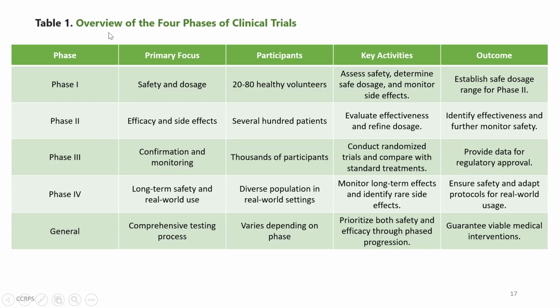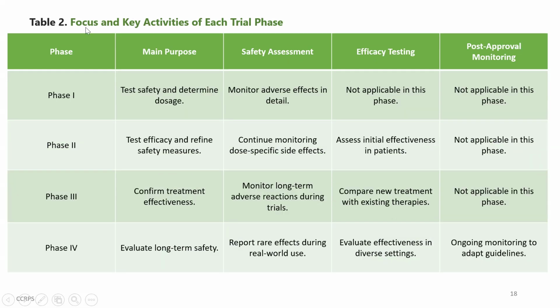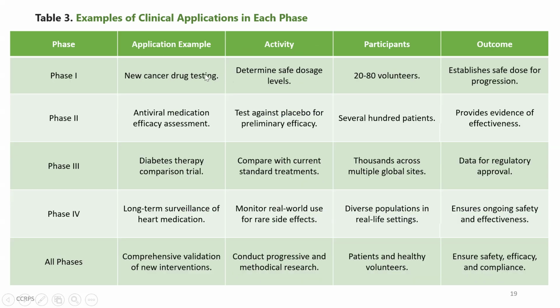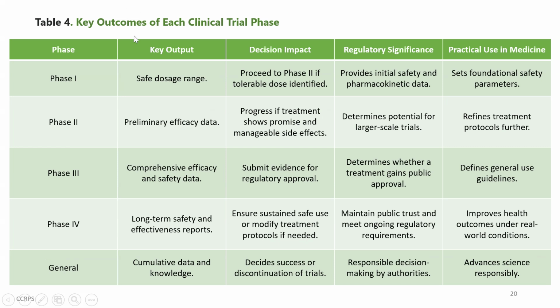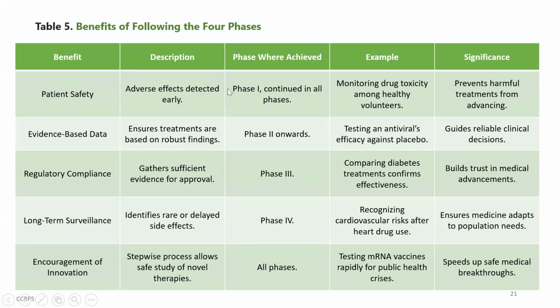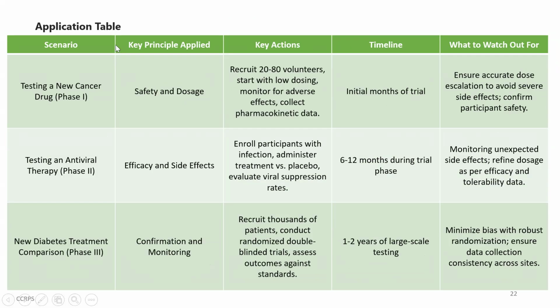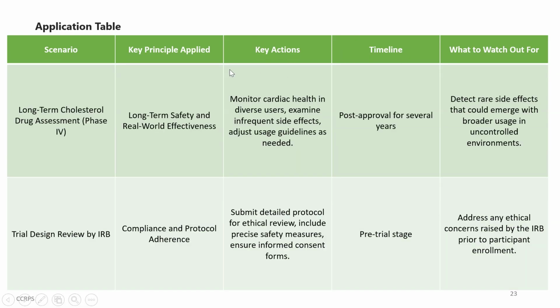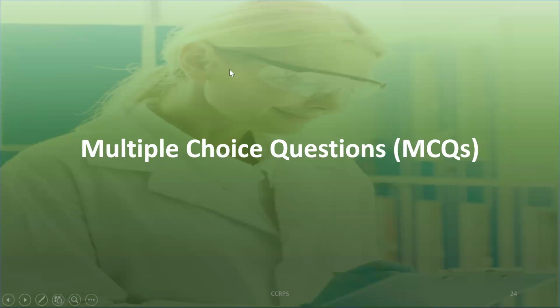Summary tables. Here we have a table on an overview of the four phases of clinical trials, a table on the focus and key activities of each trial phase, a table on examples of clinical applications in each phase, a table on key outcomes of each clinical trial phase, a table on benefits of following the four phases, and then an application table: scenario, for each scenario, key principle applied, key actions, timeline, what to watch out for. Then we have the MCQs, multiple choice questions, in order to revise what we have covered through this lecture.